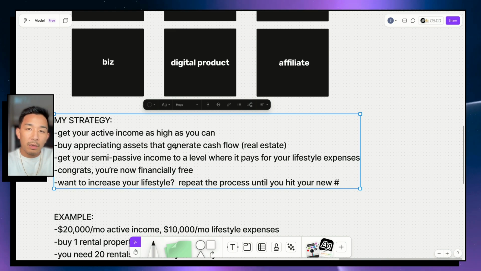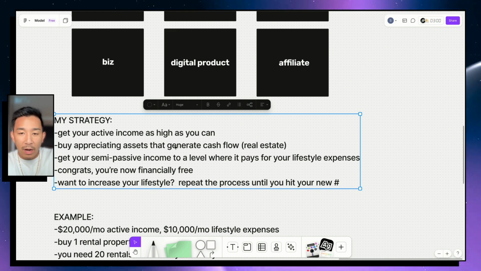So we want to collect and acquire these properties that get us semi-passive income, and we want to get it to a level where it pays for our lifestyle expenses. Once you've hit that, then congratulations, you're financially free, and you continue to get those payments for life, right? Because you're always going to have tenants in your house.